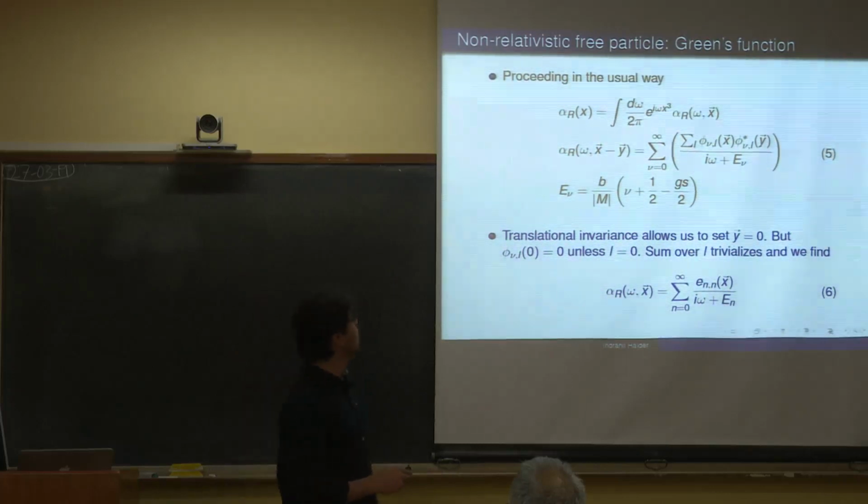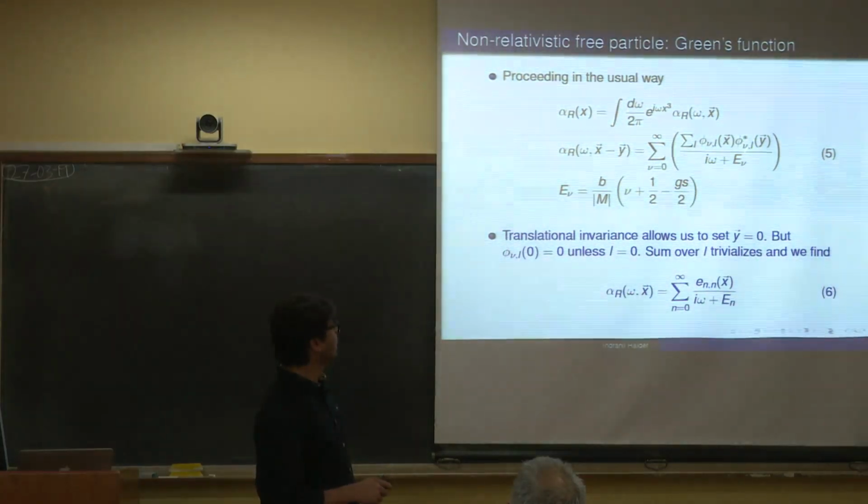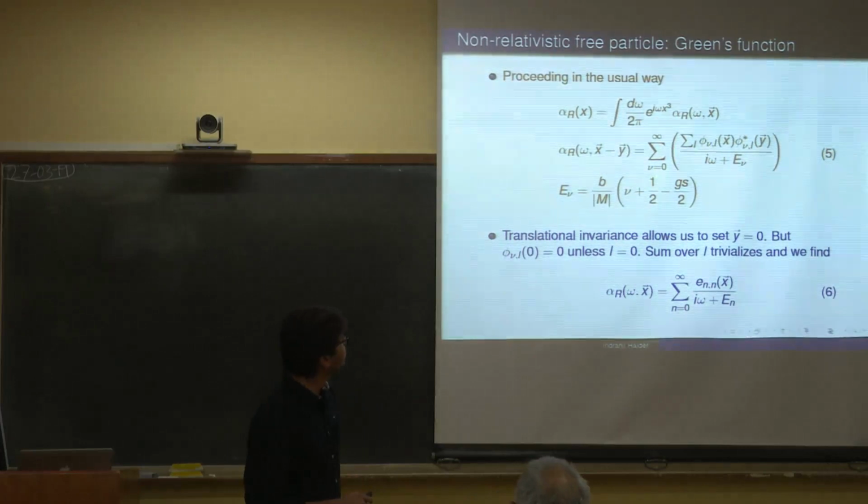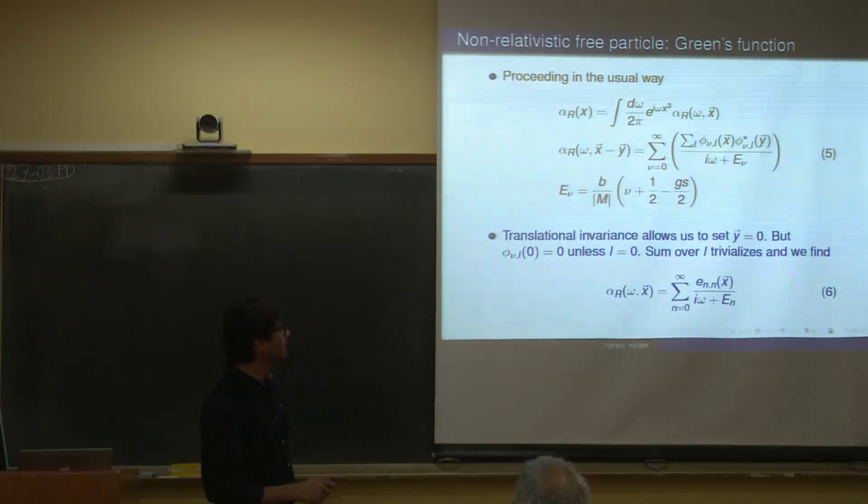So if we set y to 0 in this expression, then only the L equal to 0 contribution will survive. That simplifies this quantity. If you separate this, there should be a sum over nu and L, both of them. L is in the numerator. So in other words, the sum over L above makes it a translational invariant quantity.